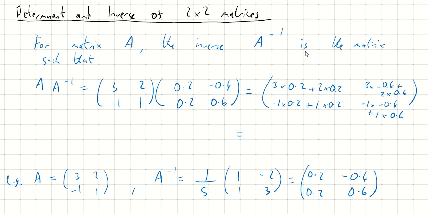3 times 0.2, that's 0.6 plus 0.4, that's 1. Top right, 3 times minus 0.4 is minus 1.2 plus 2 times 0.6, that is 0. Bottom left, we get minus 0.2 plus 0.2 is 0, and bottom right we get plus 0.4 plus 0.6 is 1. And so we see we did indeed get this 1, 0, 0, 1 identity matrix. So this all worked out. We did indeed work out the inverse of A correctly.